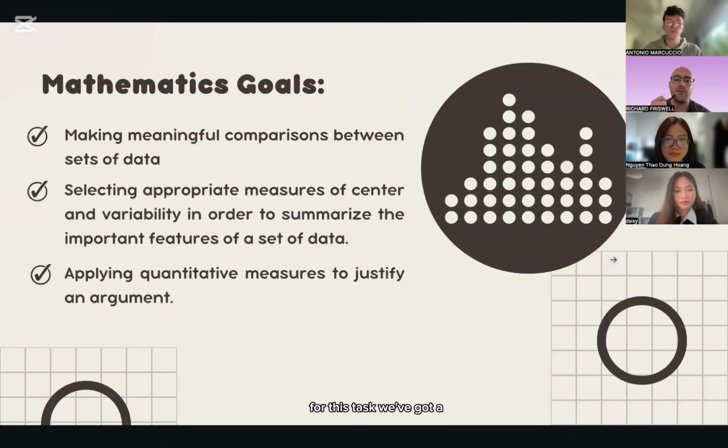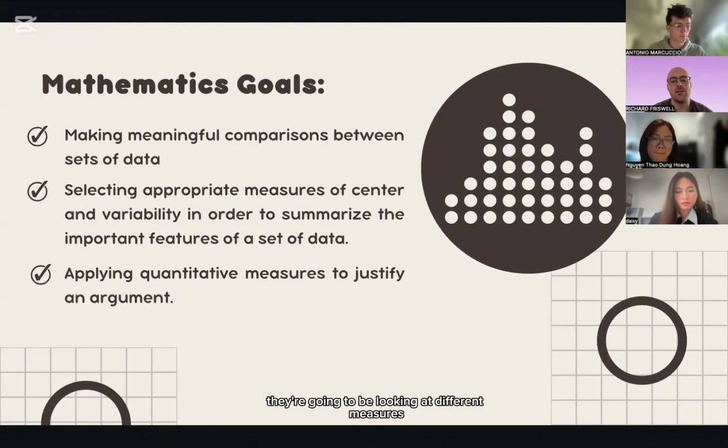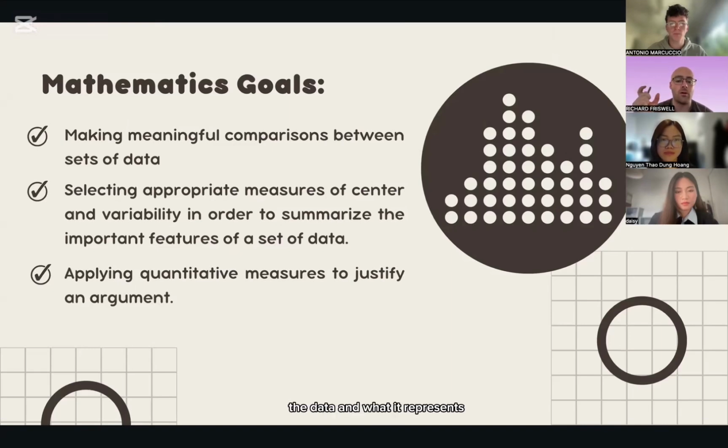For this task, we've got a few different mathematical goals that students will be seeking to get out of it. One of them is being able to make meaningful connections and comparisons between two sets of data. To do this, they're going to be looking at different measures of center and variability to deepen their understanding of the data and what it represents. And then once they've done this, hopefully they should be able to make informed decisions using the data set to justify an outcome.